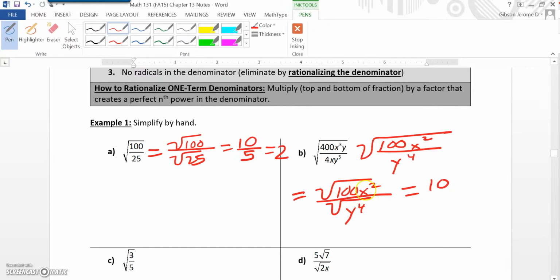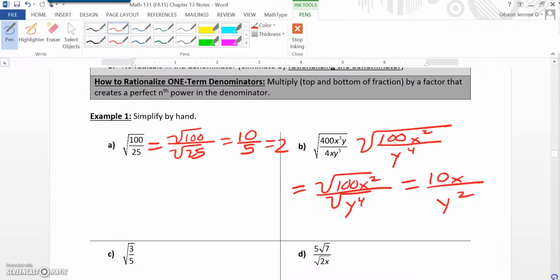Square root of 100 is 10. Square root of x squared is x. And the square root of y to the 4th is y squared. And that is the final answer.